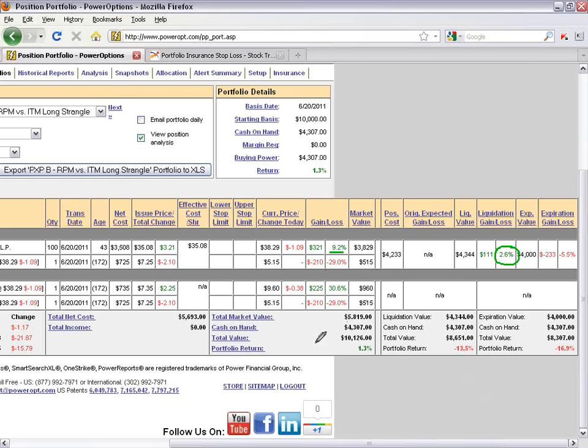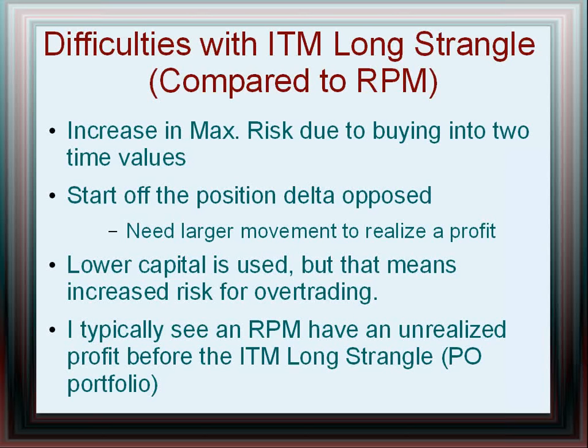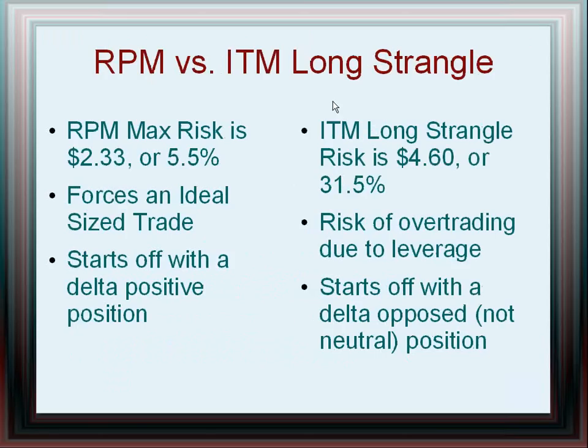Okay. All right. Let me navigate back to the slideshow here. We're going to come back to power options in just one moment, but I want to do a quick comparison here. Here's my comparison for the RPM versus the in-the-money long strangle. And I'm going to handle a couple of questions and jump into the next section.